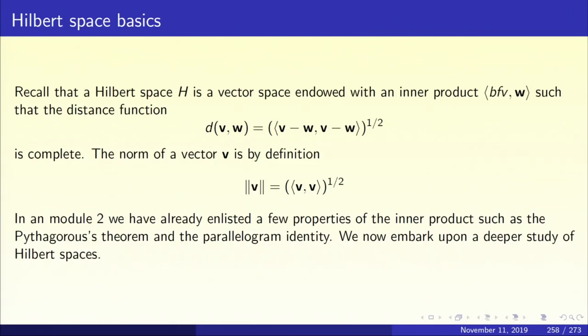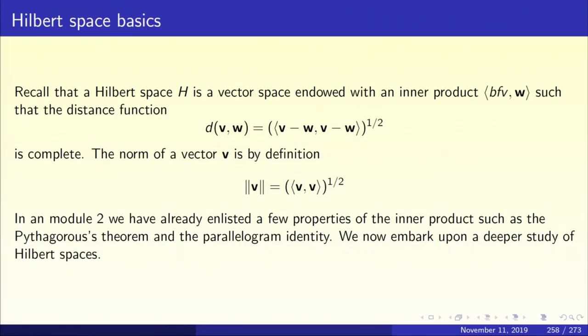So we already discussed things like the parallelogram law, the Pythagoras' theorem, and so on. And what do we need from there? That a Hilbert space is a special example of a Banach space. Every Hilbert space is a Banach space in the first place. What is the norm? The norm is basically the square root of V dot V, and hence the distance is simply the square root of V minus W dot V minus W. And this distance is complete. This is a complete metric on H.